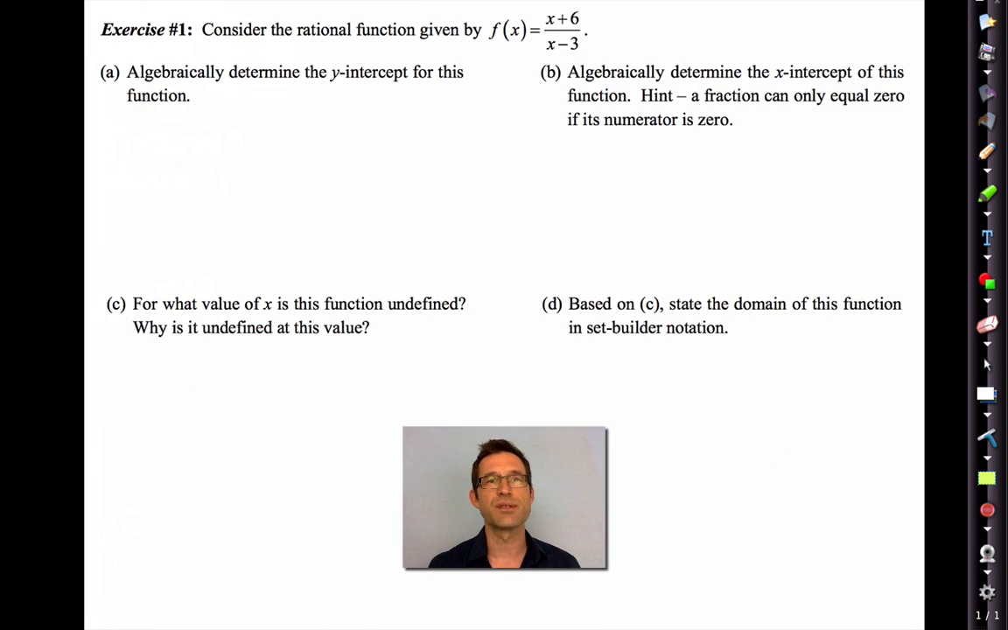In exercise 1, it says, consider the rational function given by f of x equals x plus 6 divided by x minus 3. Letter A should be a piece of cake for us. It says, algebraically determine the y-intercept for this function. So pause the video now and go ahead and do that. That should be pretty quick.